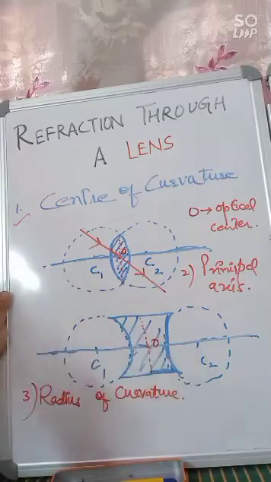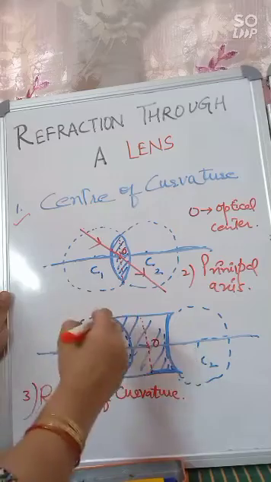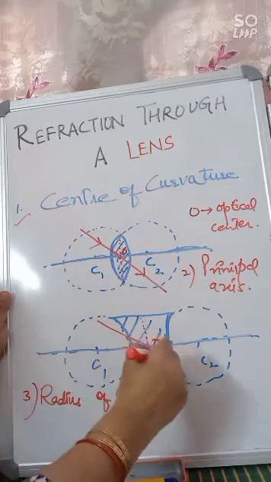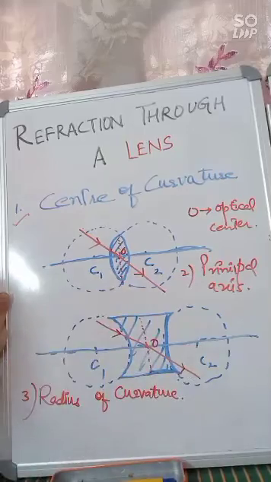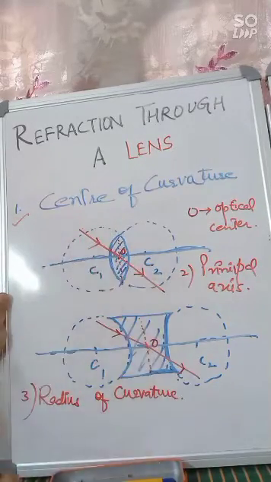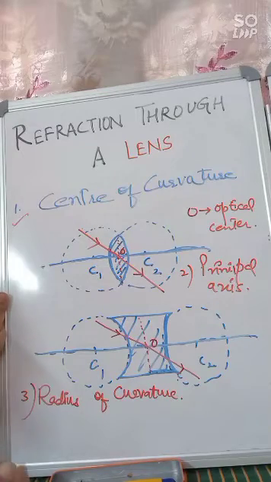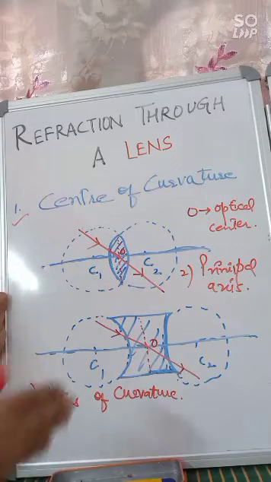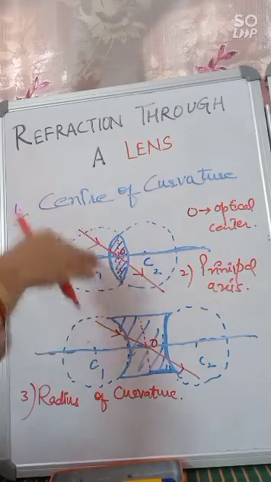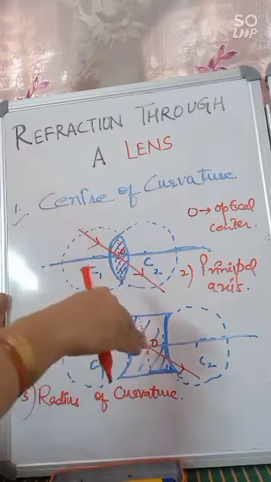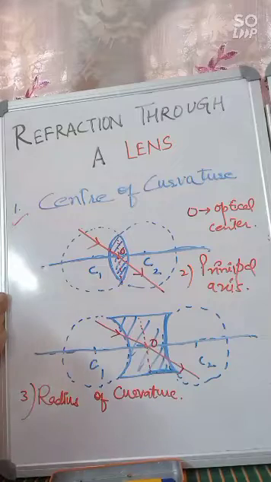Same way, if I'm talking about this side, this concave lens, a ray will pass undeviated. And how come undeviated, even though the refracting surfaces are there? This is a special characteristic of this particular point we are talking about, the optical center. At this particular point, the ray will pass undeviated, right?